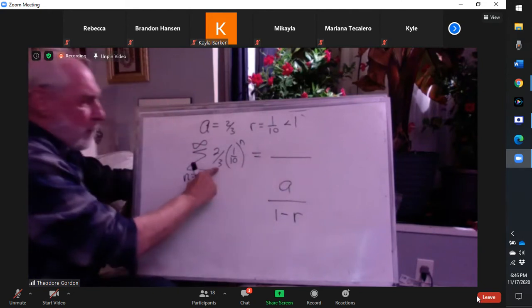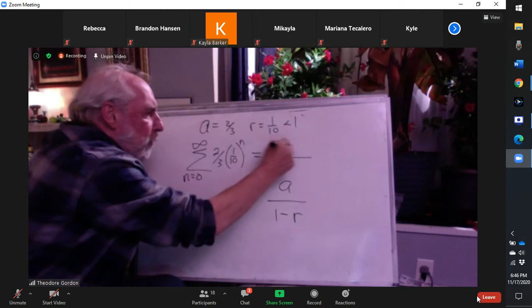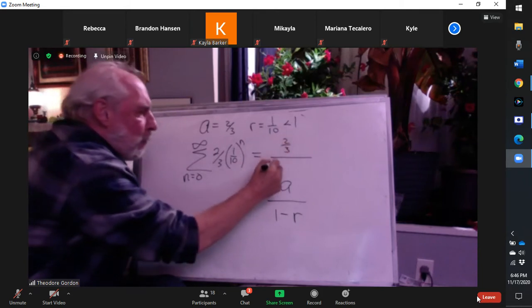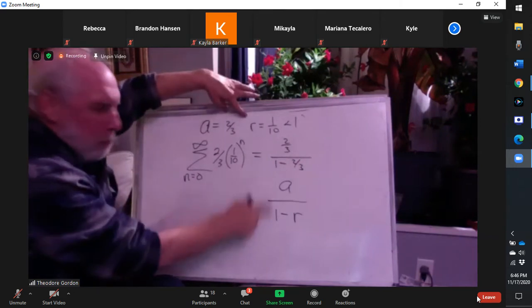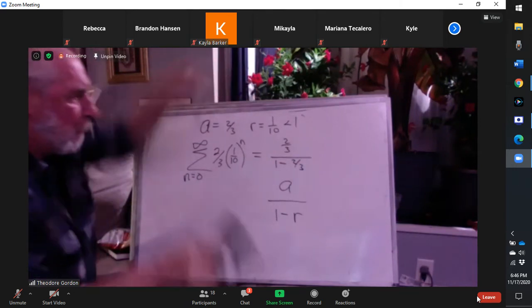So A is the constant, 2/3. And on the bottom, we have 1 minus 2/3. So I've just applied these two to this sum formula right here.